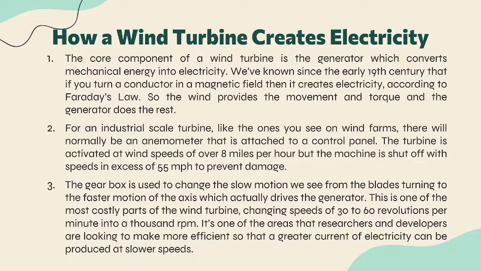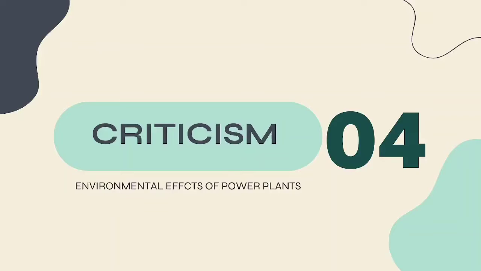The gearbox is used to change the slow motion we see from blades turning to the faster motion of the axis, which actually drives the generator. This is one of the most costly parts of the wind turbine, changing speeds of 30 to 60 revolutions per minute into thousands of revolutions per minute. It's one of the areas that researchers and developers are looking to make more efficient so that a greater current of electricity can be produced at slower speeds.